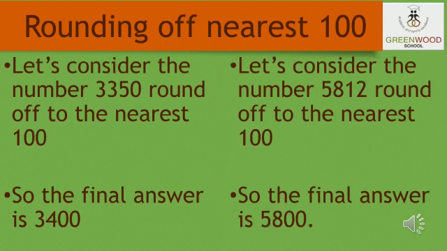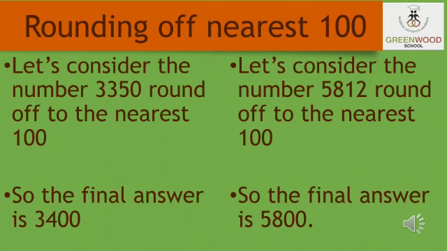Round to the nearest 100. Let's consider the number 3350. To round off to the nearest significant number, consider the hundreds place and follow the steps. Identify the digit present in the hundreds place, that is 3. Identify the next smallest place in the number, that is 5.